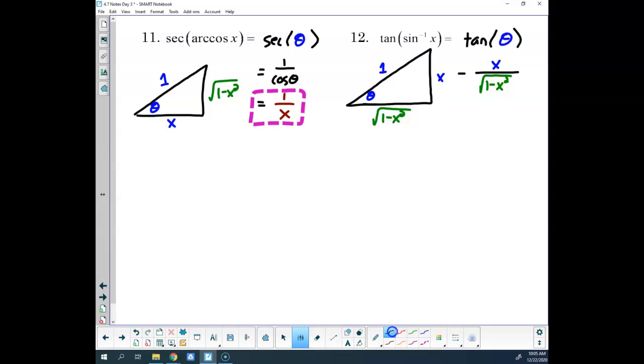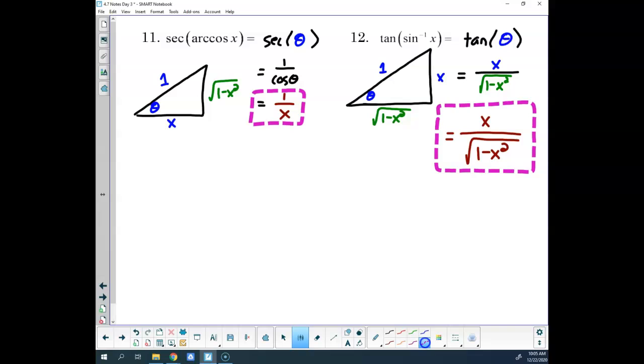And for these problems, we'll leave these funky fractions. We won't have to rationalize the denominators. We can just leave them like that. Okay? Love it?